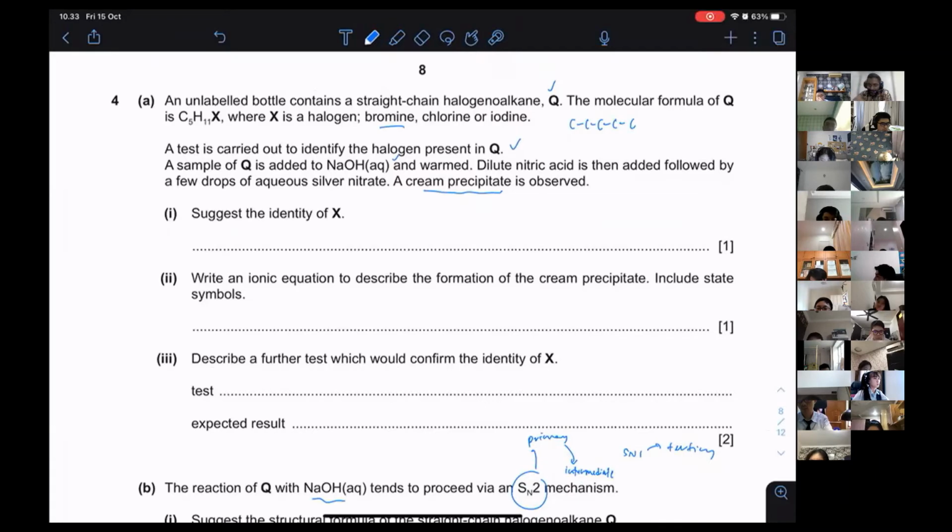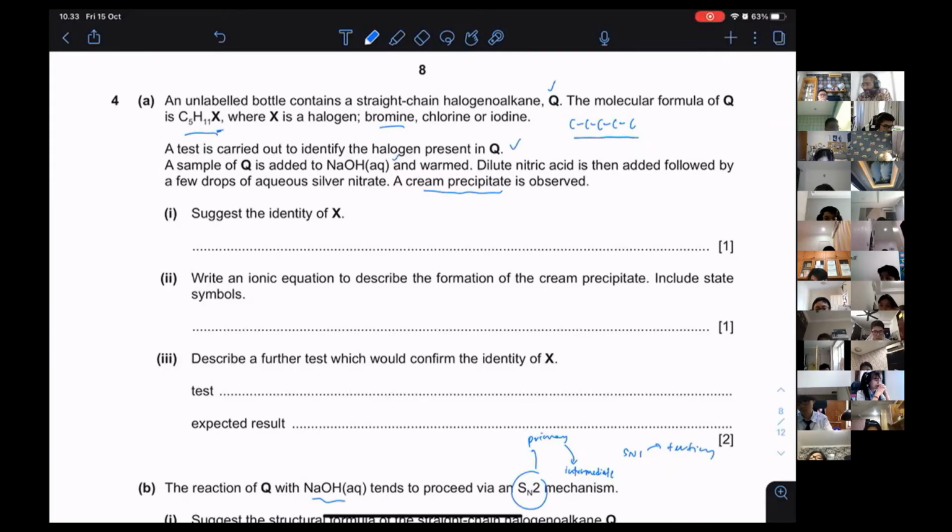I'll try to go a bit faster. An unlabeled bottle contains a straight chain halogenoalkane. The molecular formula is this, and they say it's a straight chain, so it has all 5 carbons over there, and one of them is going to be X, which is a halogen: bromine, chlorine, or iodine. We don't know what it is.